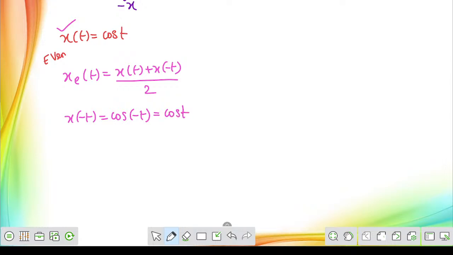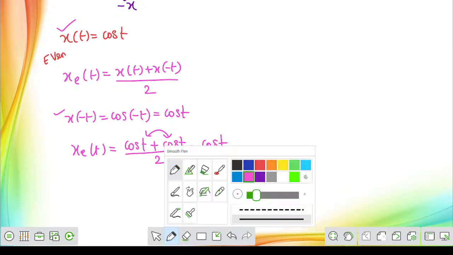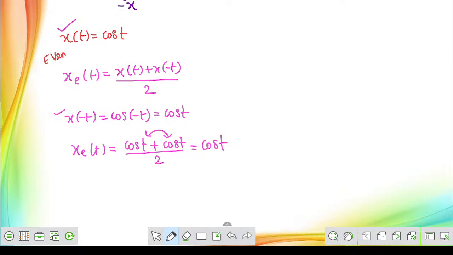Now you know the value of x of t and x of minus t. Find the value of the even part of t. The even part will be x of t plus x of minus t divided by 2. So what are we obtaining, sir? 2 times cos t divided by 2. So we can say the complete signal is the even part only.